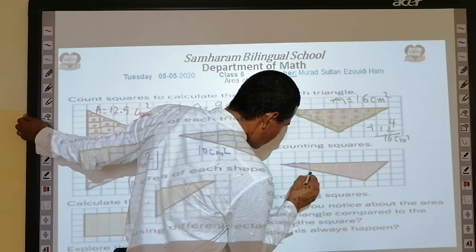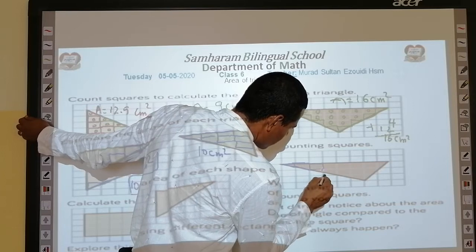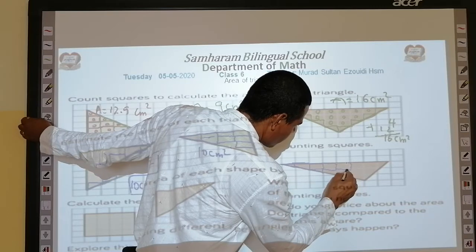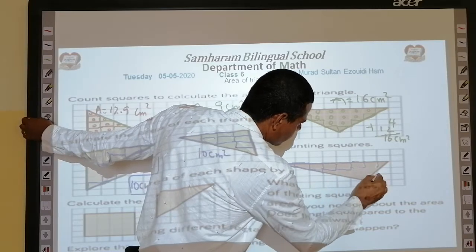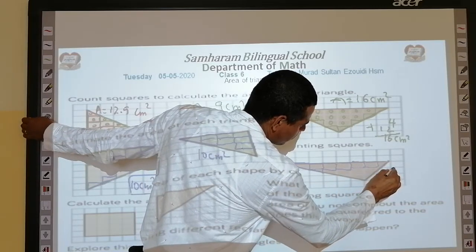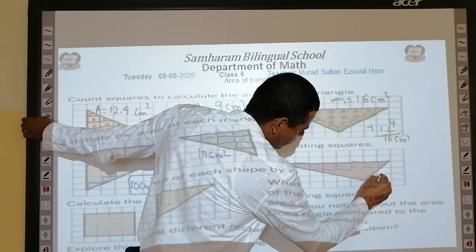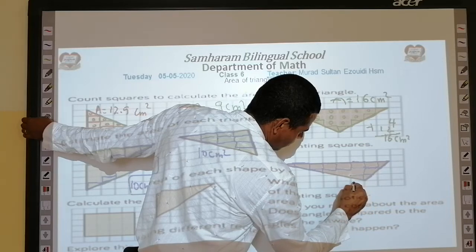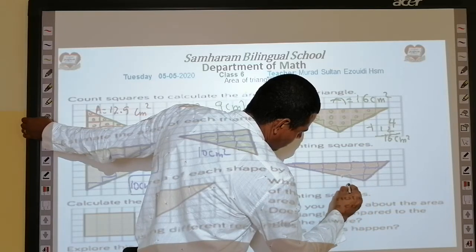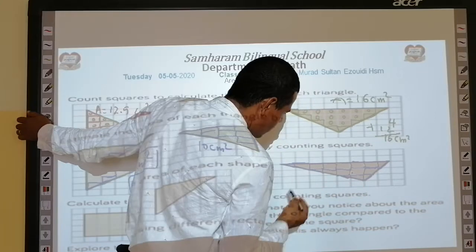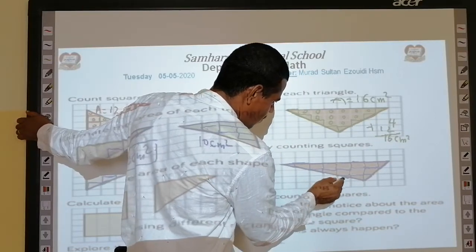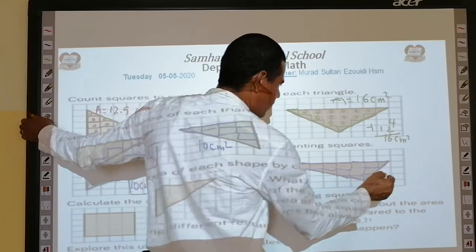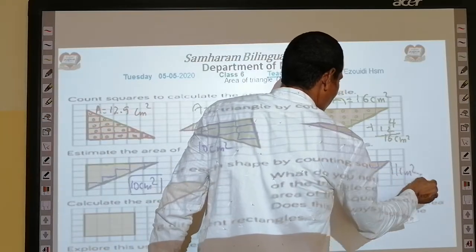And this one, my learners, is too small. This is more than half. This is too small. This is 1 square, 1 square, 1 square, 1 square. This is approximately half or more. Okay, this is more than half. This is less than half. This is more than half. This is less than half. Okay. I will count. 1, 2, 3, 4, 5, 6, 7, 8, 9, 10, 11. This one is 11 centimeters squared approximately.